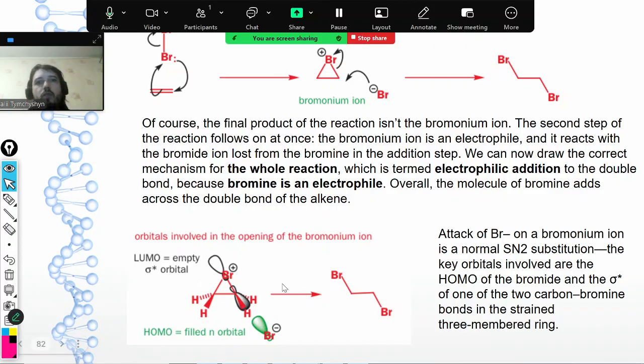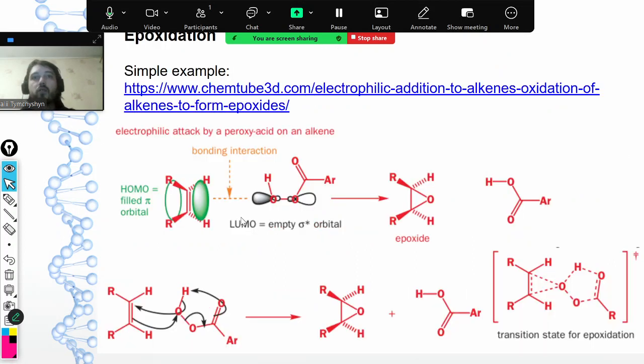And here are the orbitals involved in the opening of the bromonium ion. So here the bromide attacks with electrons on these orbitals. So this is a sigma star orbital, so there is a sigma bond here, and this is the anti-bonding thing, so sigma star. This is a normal SN2 substitution. The key orbitals involved are the HOMO of the bromide and the sigma star of one of the two carbon-bromine bonds in the strained three-membered ring. So this ring is pretty strained because there are only 3 atoms.